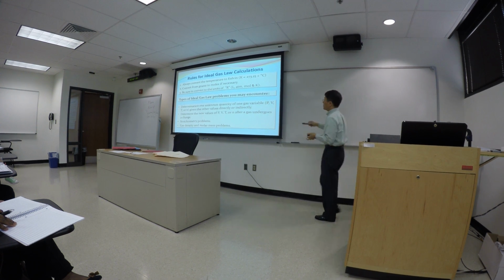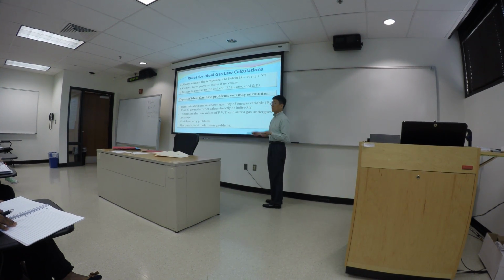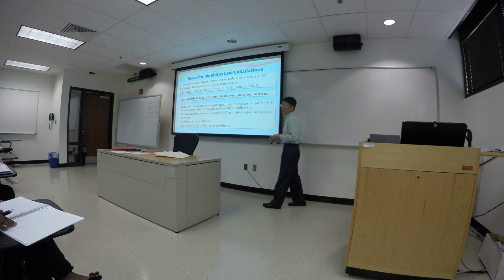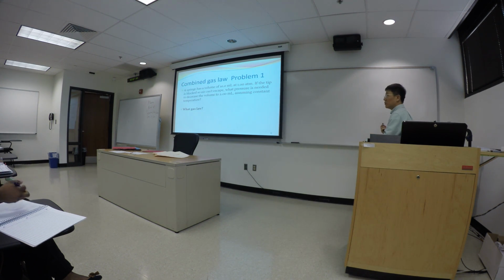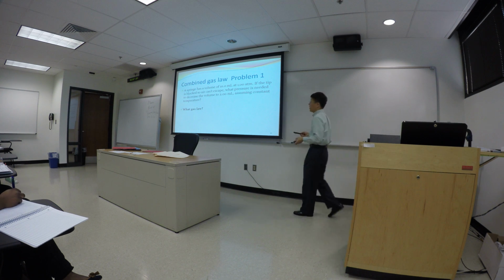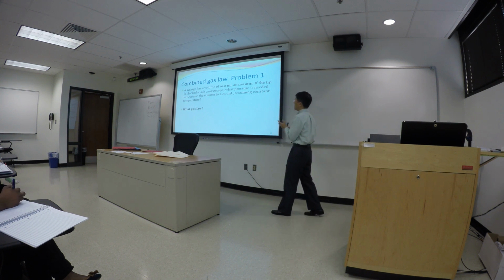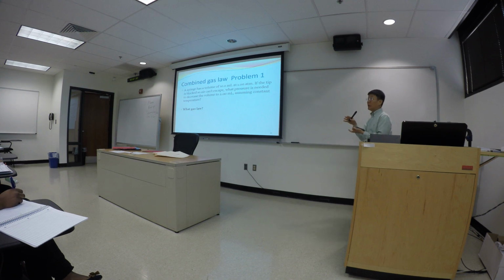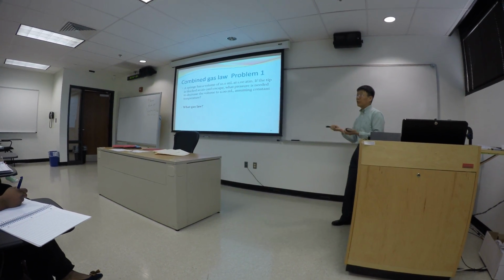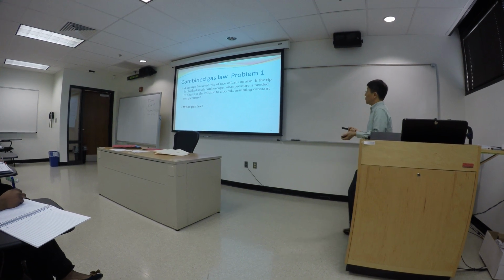Okay, these are the different types of calculations you will be able to encounter, and we will give you some very specific examples. So the first example: the syringe has a volume of 10 milliliters at 1 ATM. 10 milliliters means you have 10 milliliters of air trapped inside there. And the regular or normal pressure will be 1 ATM.